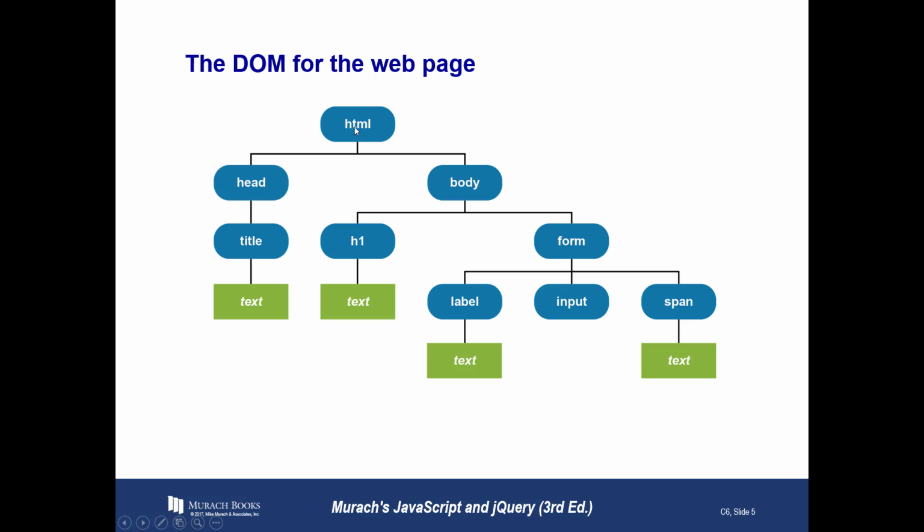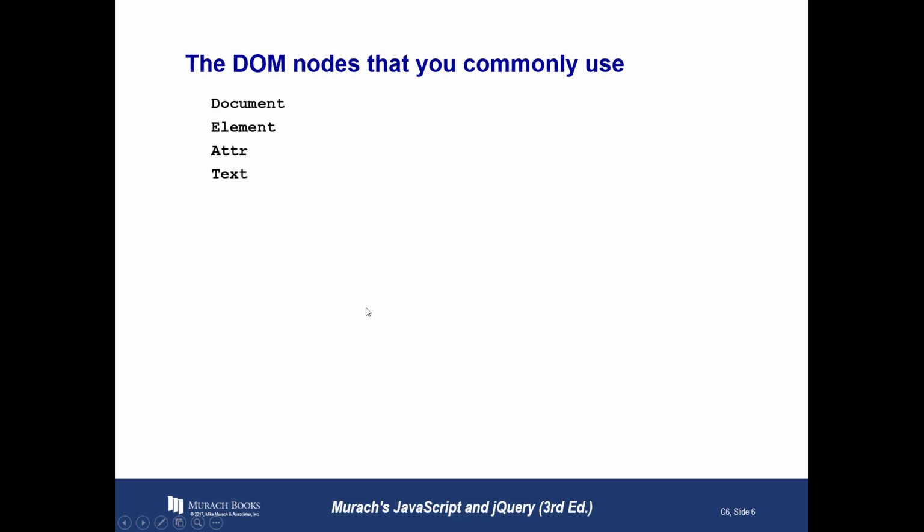You'll notice that you've got nodes here that are in blue, and the green ones are also nodes, but they're referred to as leaf nodes because they don't go any further. They've got some text in them. So here's some of the stuff you'll use with a DOM. By no means is this an all-encompassing list.